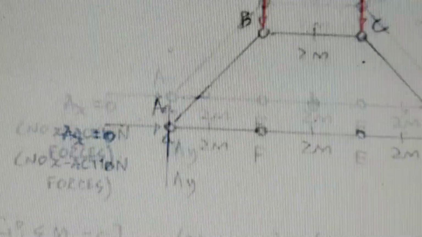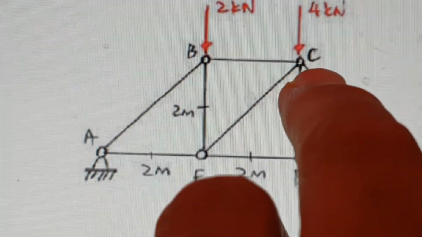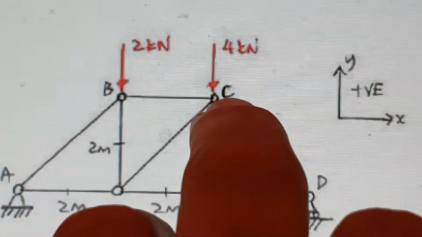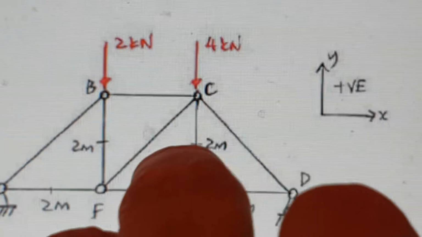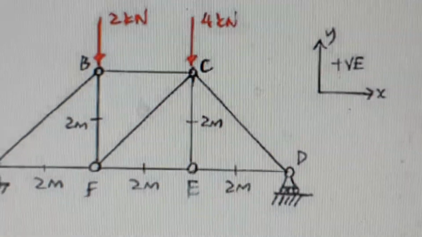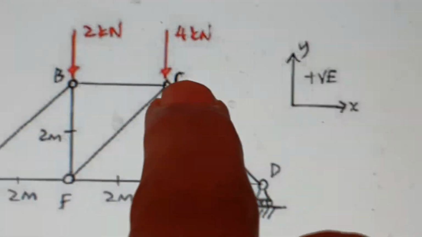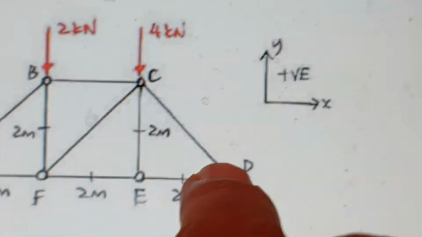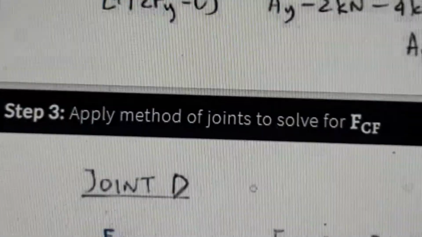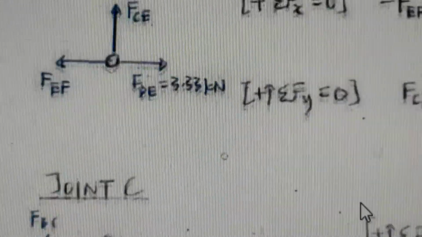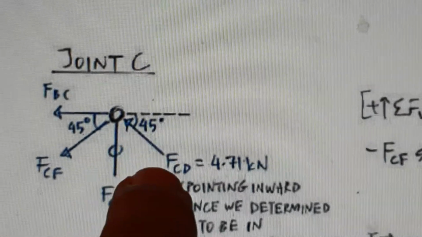Remember, let's go back. Joint C, we have this force, 4 kilonewton. We have this force, tension, assumed tension. We have this force, tension. And we have this force, 0. We just showed it. And we have this force, and we just found it. It's compression. So it's going to push point C. It's not going to pull. It's going to push. So let's put joint C by itself. See? Compression. We have the angles.